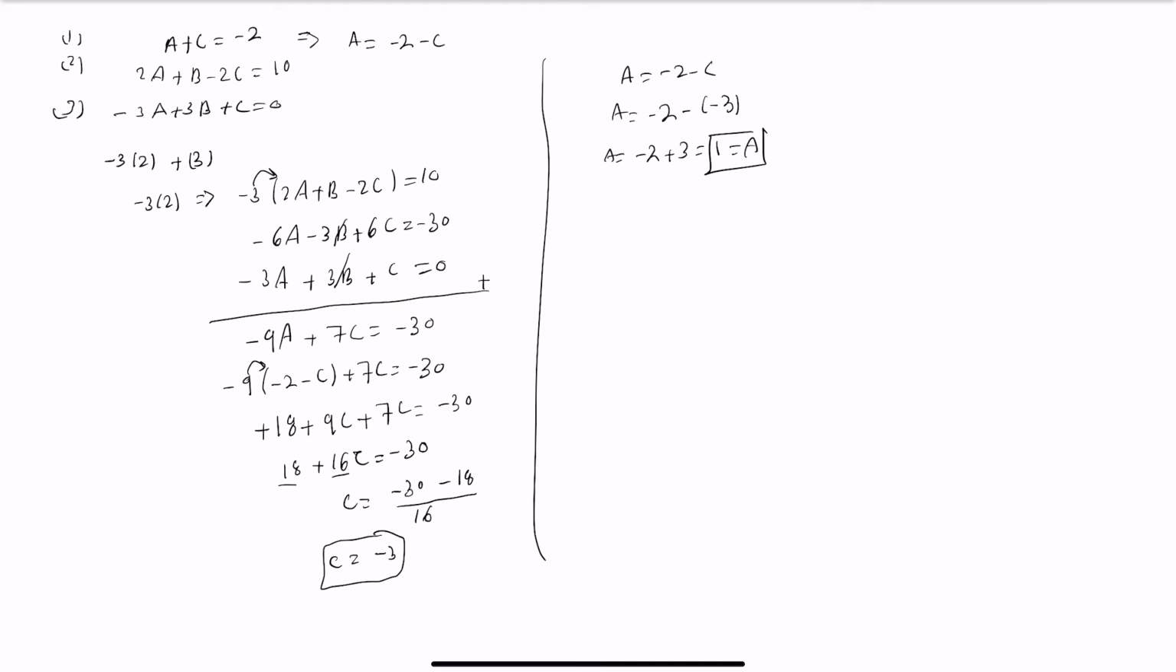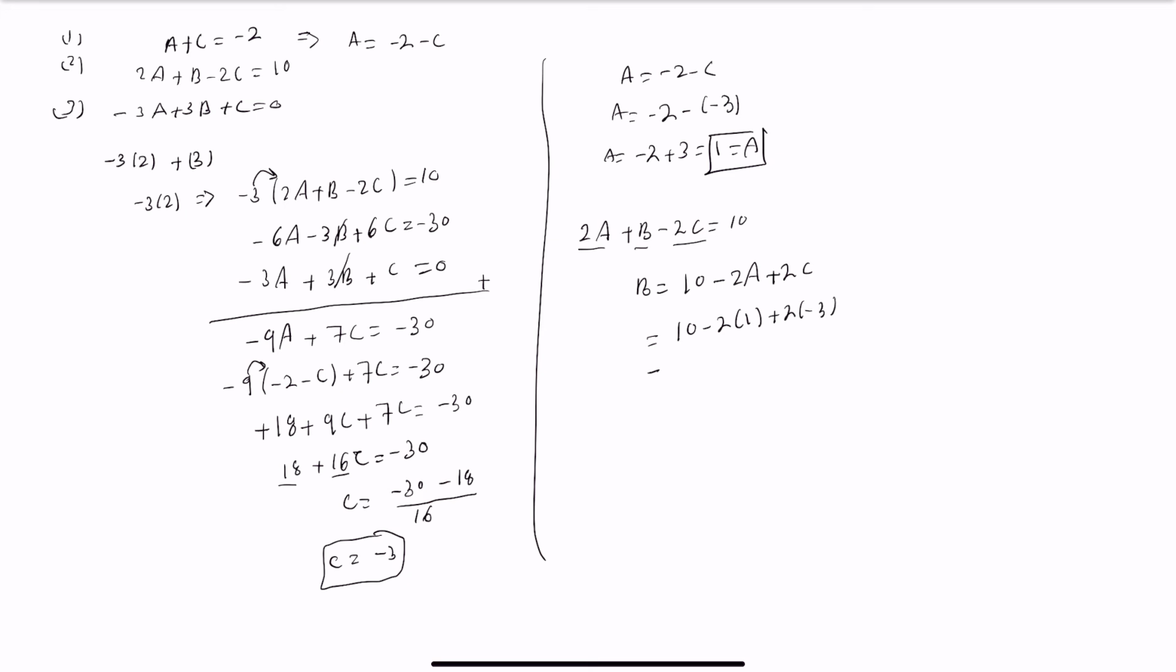Now we want to find b. So we're going to use equation number 2, which is 2a plus b minus 2c equals 10. Let's solve for b. So b is going to be equal to 10, and then I'm going to move minus 2c and 2a to the other side. So it's going to be minus 2a and then plus 2c. That's going to be equal to 10, and then minus 2 times a, which is 1, then plus 2 times c, which is minus 3.